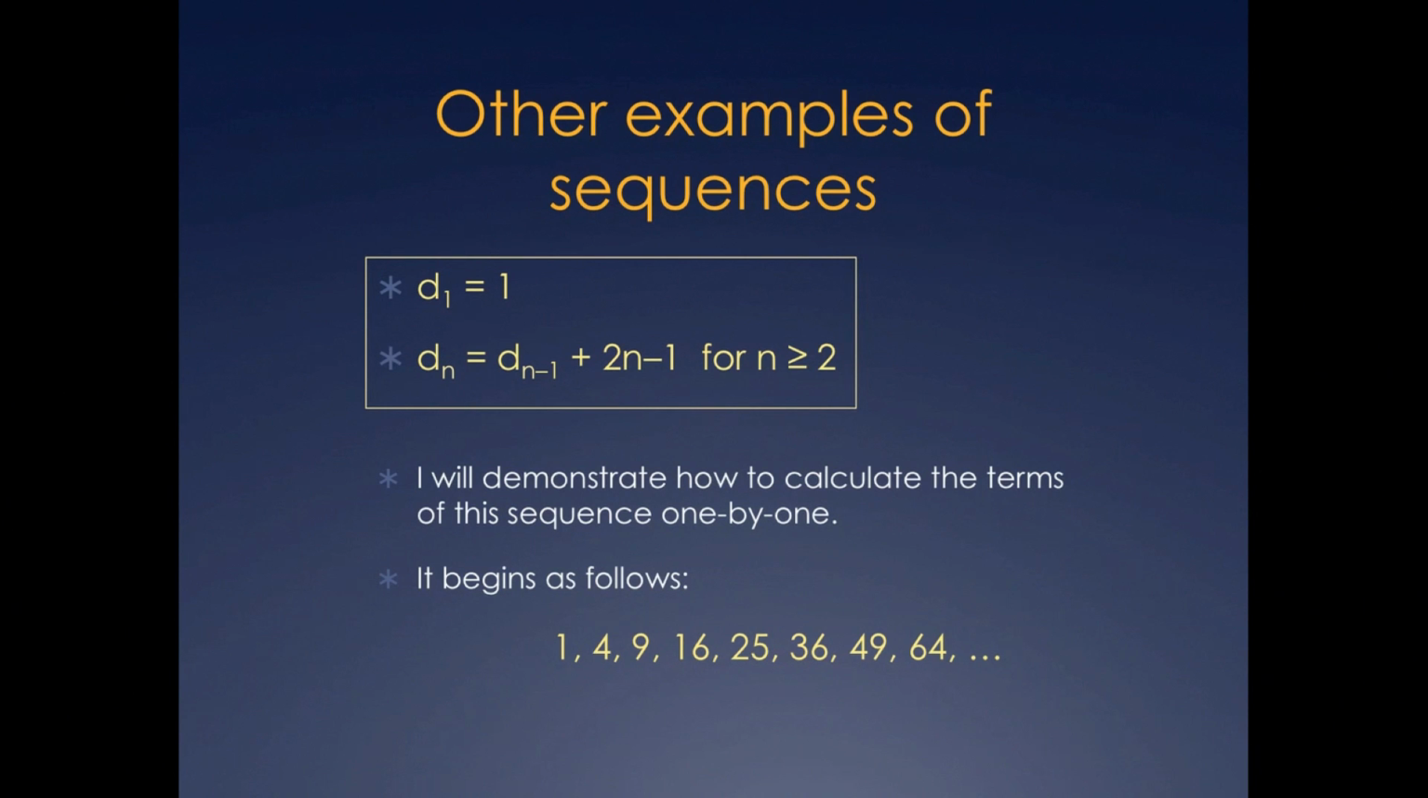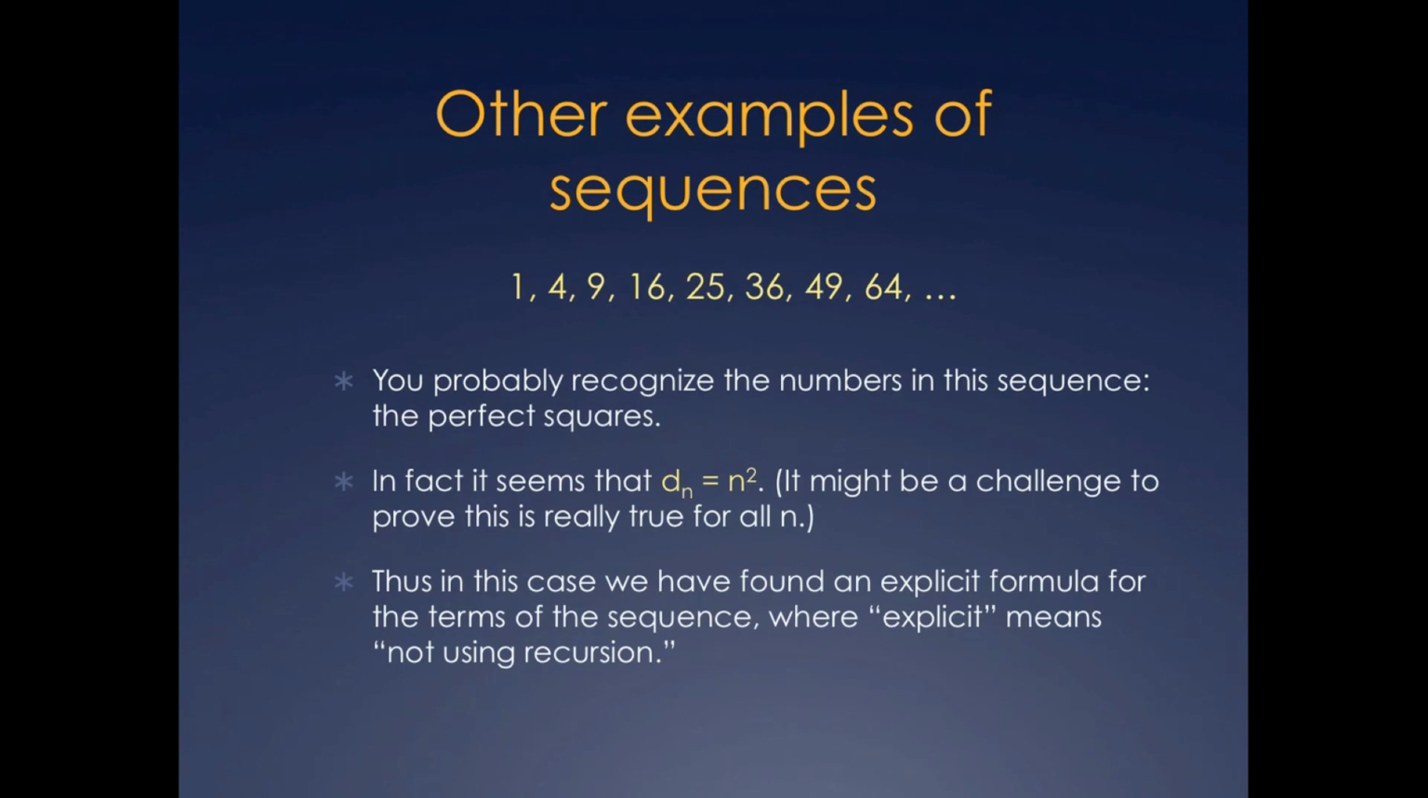And here I'm showing you what I got. 1, 4, 9, 16, 25, 36, 49, 64. I bet you look at that and say, wait a minute, I know something about those. Those are the perfect squares. In fact, it seems that what we're getting are exactly the perfect squares of n. That is to say, the first term is 1 squared, the second term is 2 squared, the third term is 3 squared, the fourth term is 4 squared, and so on.